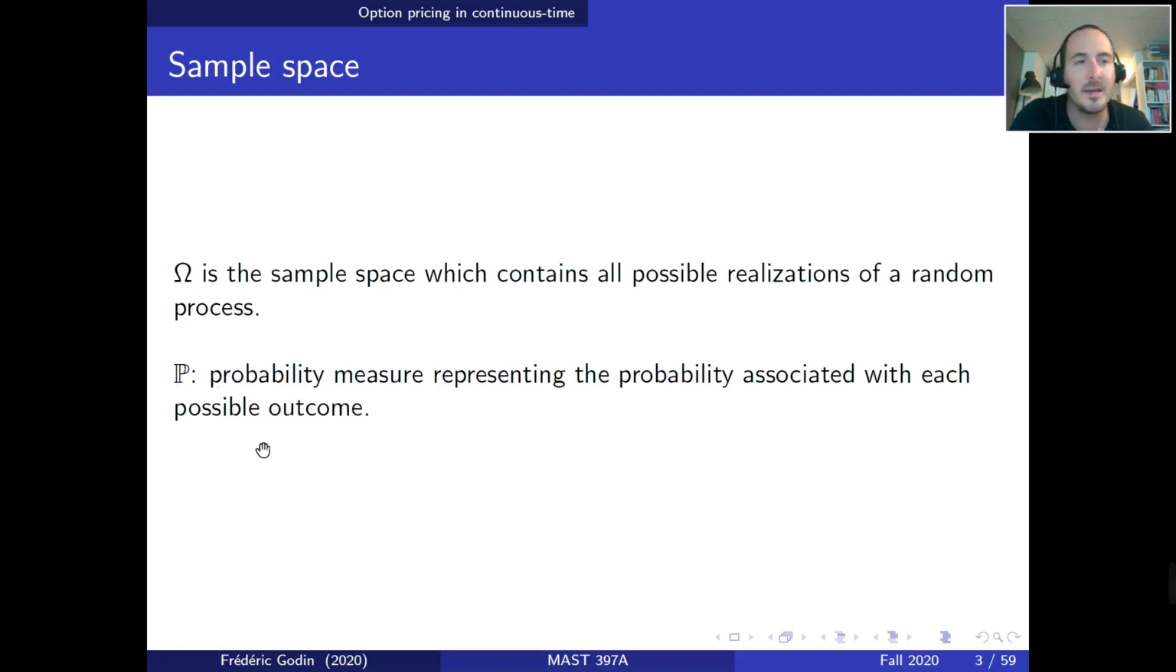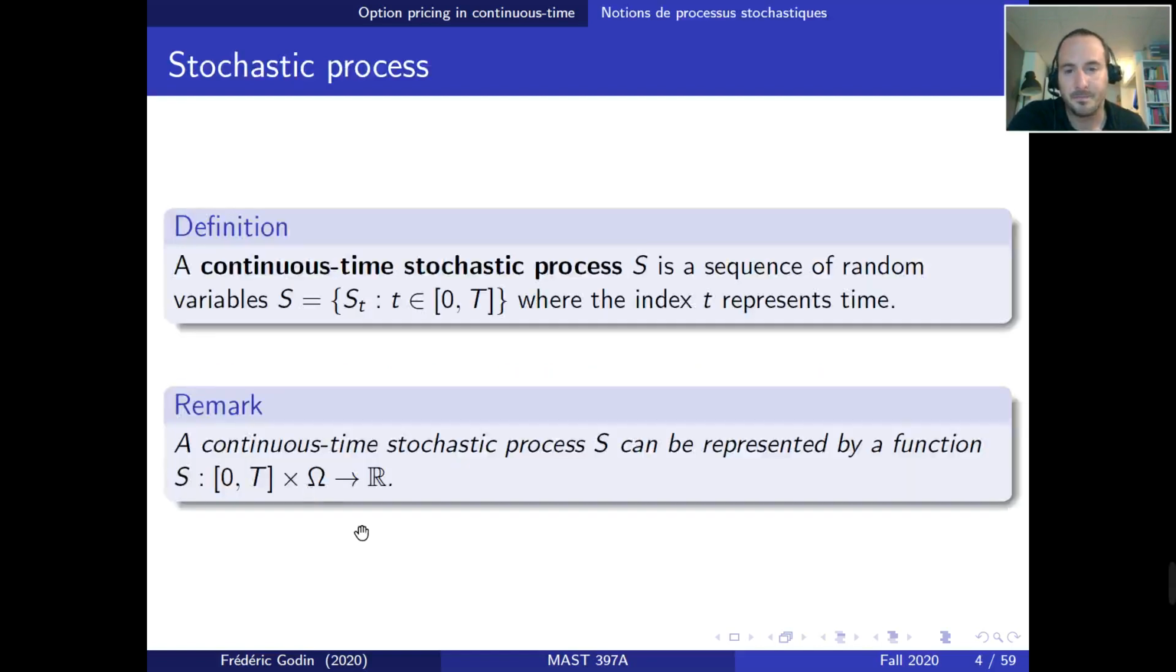Here P, in this chapter, again will be referred to as the physical measure, which is analogous to the physical measure P we have seen in chapter 2.